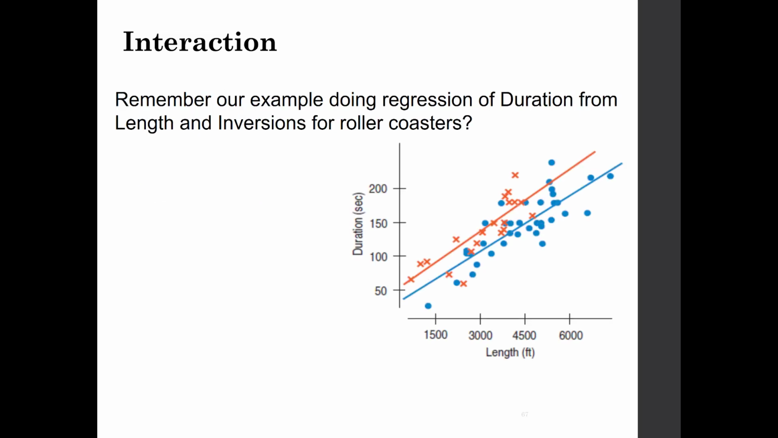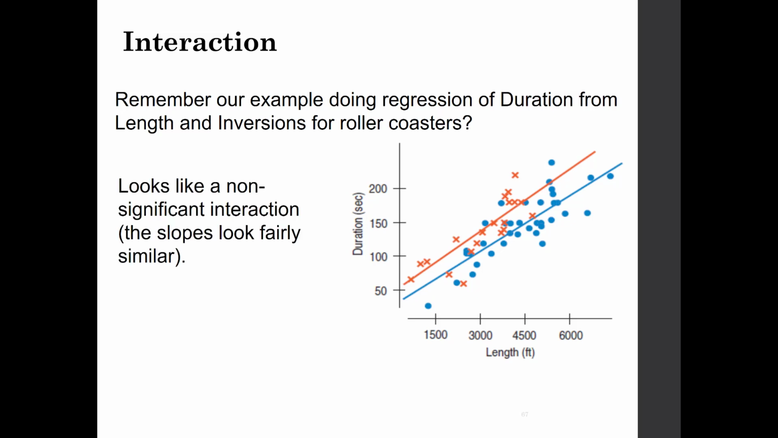So we were working with this example of roller coaster data, and we were predicting duration from length of the track and a categorical variable of whether or not the roller coaster has an inversion. And so we graphed the two separate lines as if we split the data into two separate data sets for whether it had an inversion or not. The top line, the red one with the X's for the data points, is for roller coasters with an inversion, and the bottom line for the blue circle data points is for roller coasters without.